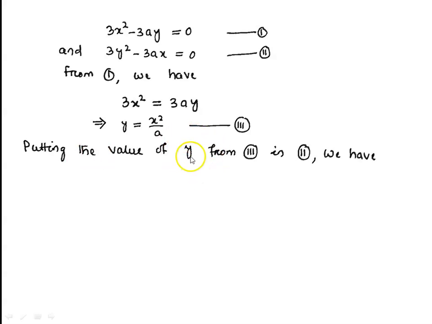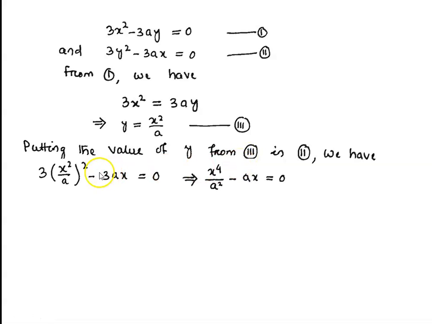Now putting the value of y from equation 3 in 2, we have this. Because our equation 2 is 3y² - 3ax = 0, and our value of y in equation 3 is x²/a. Now putting x²/a in the place of y, we have 3(x²/a)² - 3ax = 0. This implies x⁴/a² - ax = 0.